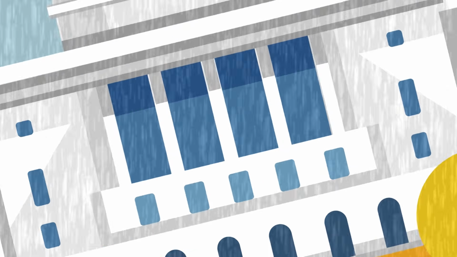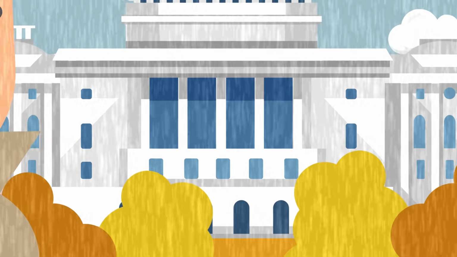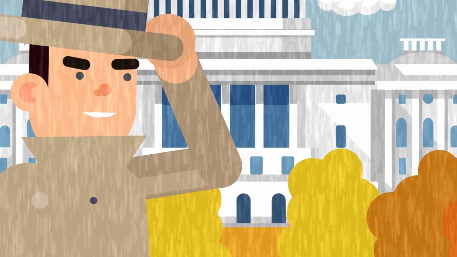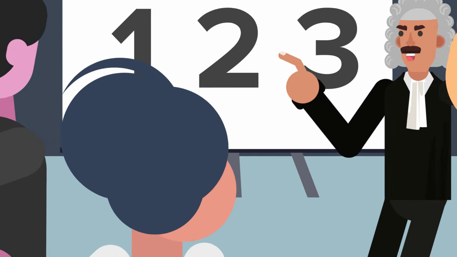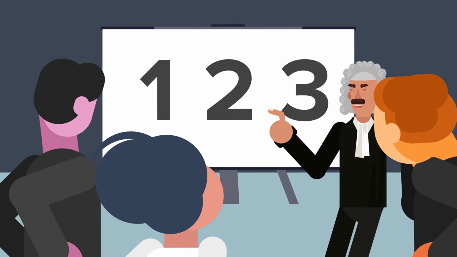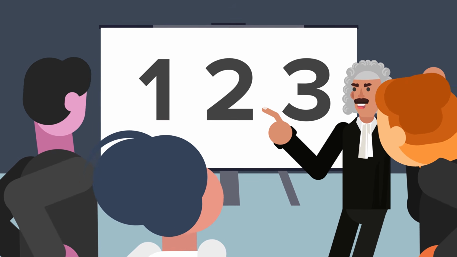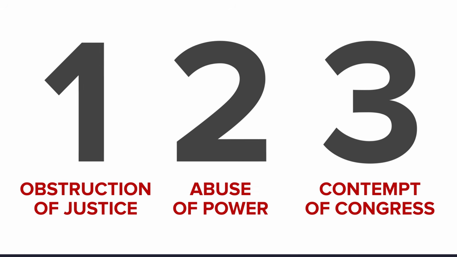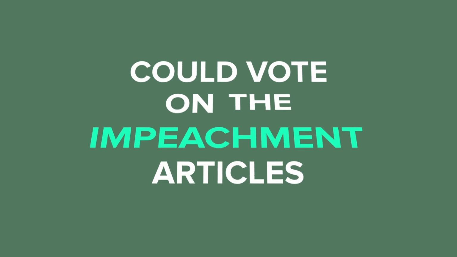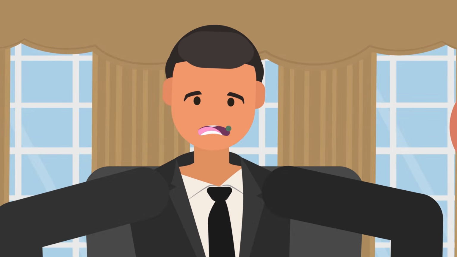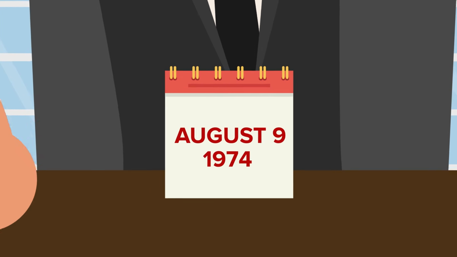In the fall of 1973, an impeachment process began over President Nixon's role in the Watergate scandal. In early summer of 1974, the Judiciary Committee of the House approved 3 articles of impeachment against President Nixon for obstruction of justice, abuse of power, and contempt of Congress. Before the House of Representatives could vote on the impeachment articles, President Nixon resigned from office on August 9, 1974.